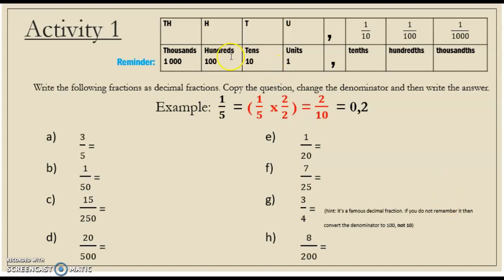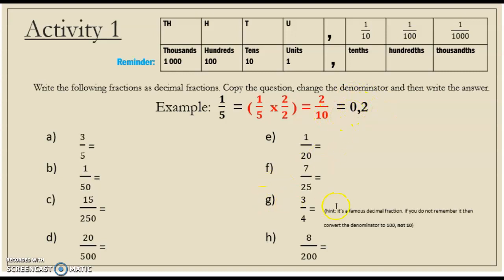Activity 1. If you like, pause the video and go through last video's lesson. Activity 1. Write the following fractions as decimal fractions. First, copy the question, change the denominator, and then write the answer. For example, copy the question, change the denominator, and then get your answer as a decimal.